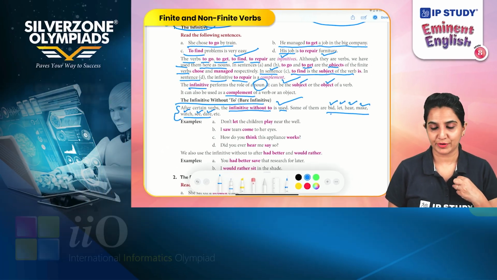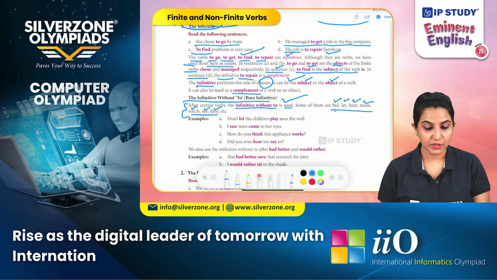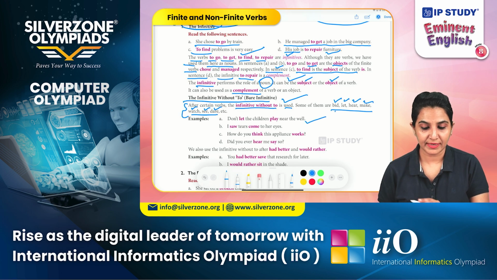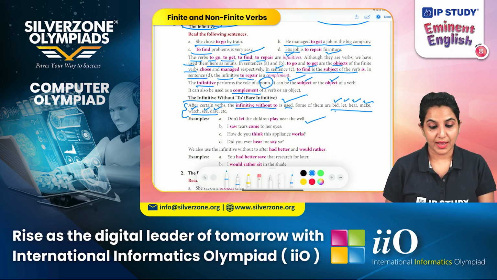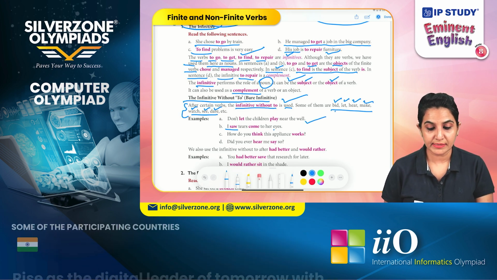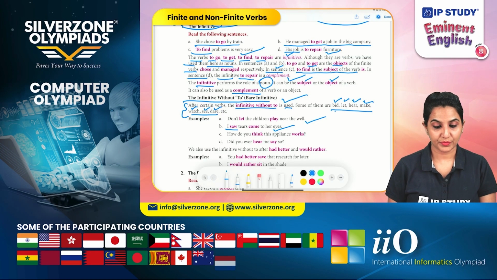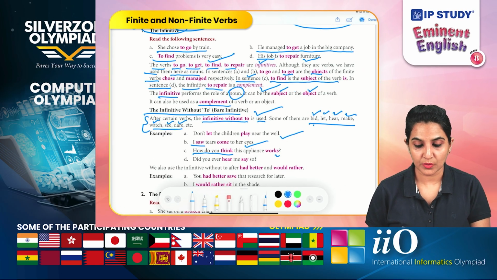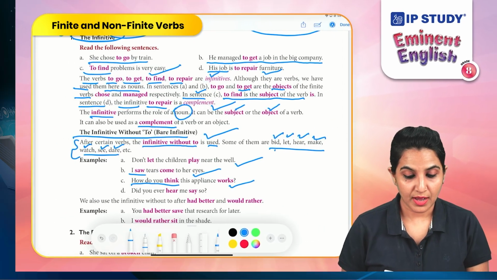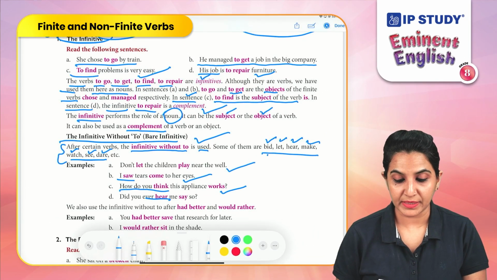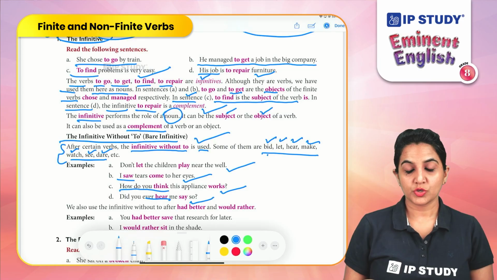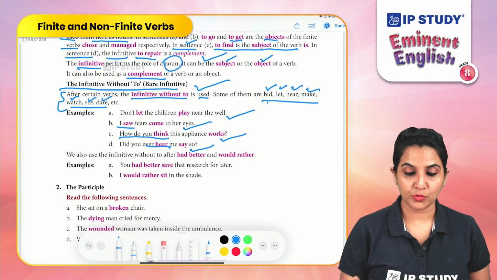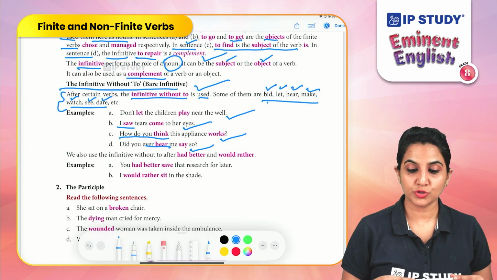are called bare infinitives. For example, don't let the children play near the well. I saw tears come to her eyes. How do you think this appliance works? Did you ever hear me say so? So here we have used the infinitives without to.